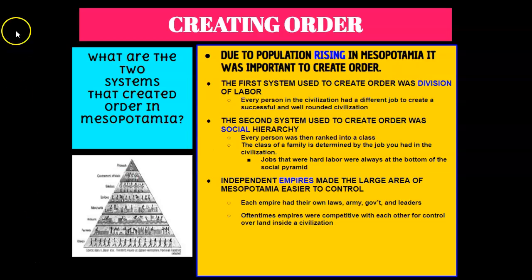So this is easy to answer. What are the two systems that created order in Mesopotamia? So make sure we are answering that question.